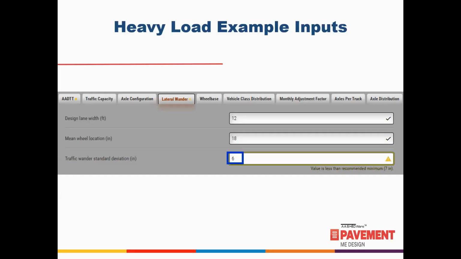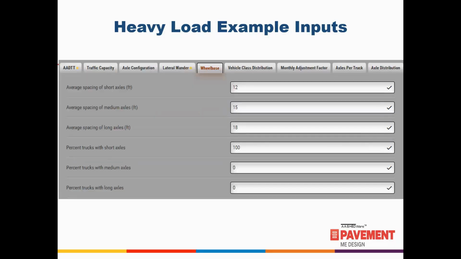The traffic wander, we're going to assume is tighter than 10 inches. 10 inches is appropriate for trucks on a highway at 60, 70 miles an hour. For a slow-moving operation here, generally within a confined area, 6 inches is probably a reasonable standard deviation. In fact, it could even be a little lower than that, but we're going with 6 inches.